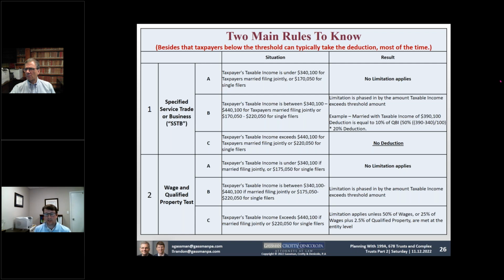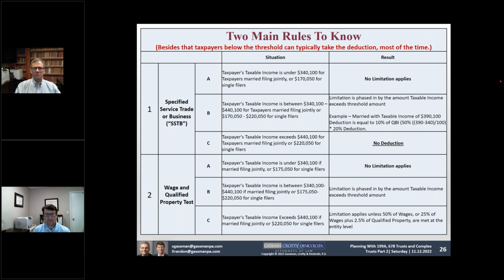If you're one of those businesses and your income exceeds certain thresholds, then you don't get the deduction. There's also a phase out range where you would get a pro rata amount of the deduction. But let's say you're a married taxpayer, you earn $200,000 of taxable income each year, and you're an attorney, which is one of the specified service trader businesses. Well, you're under that threshold of $340,000 for 2022. So there's no limitation. You get the full deduction.